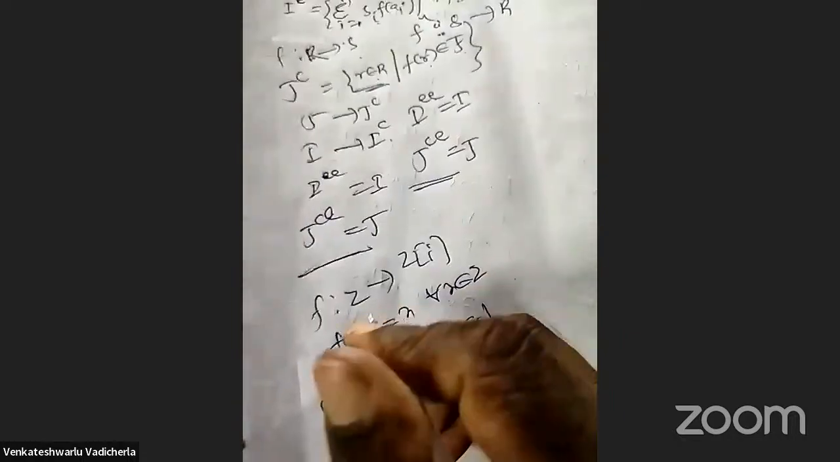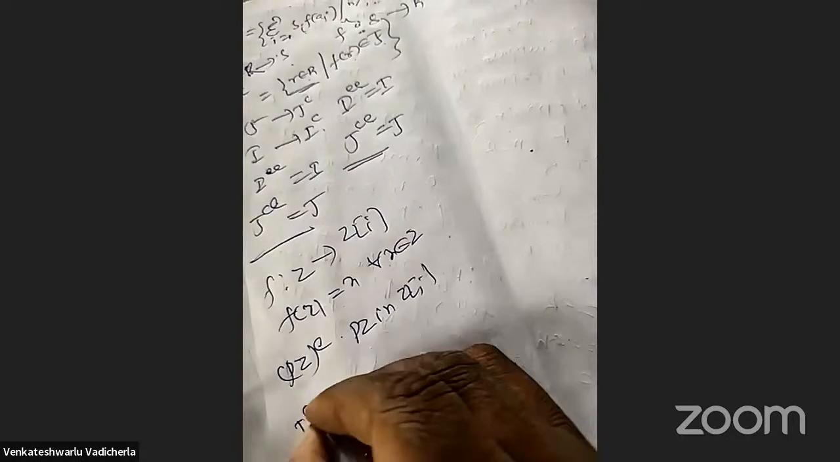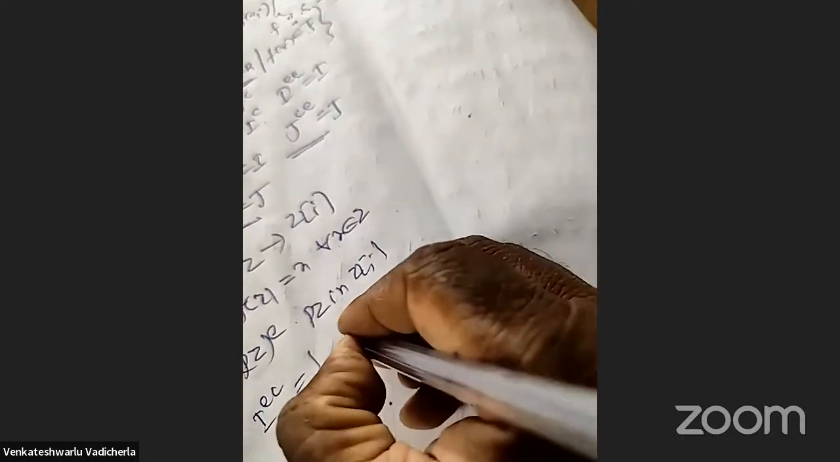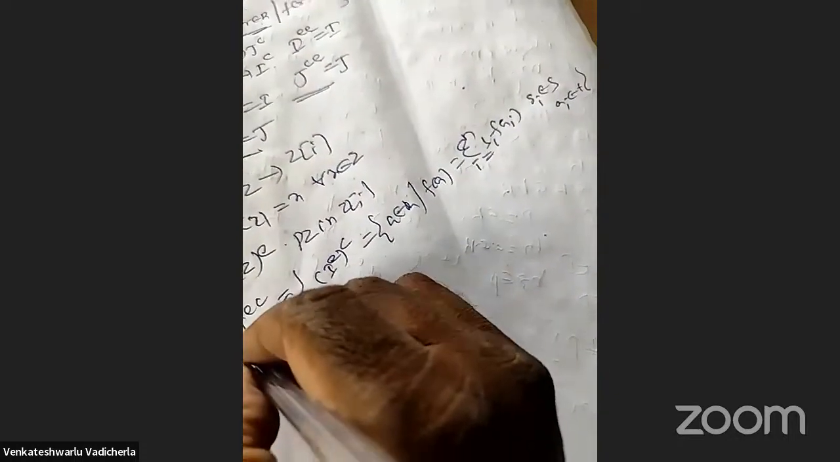So this is page number 53. I extension to contraction, that is I^{EC}, is equal to the set of a belonging to R such that F of a is equal to the summation for i equal to 1 to n of s_i F of a_i, where s_i belongs to capital S and a_i belongs to capital I.